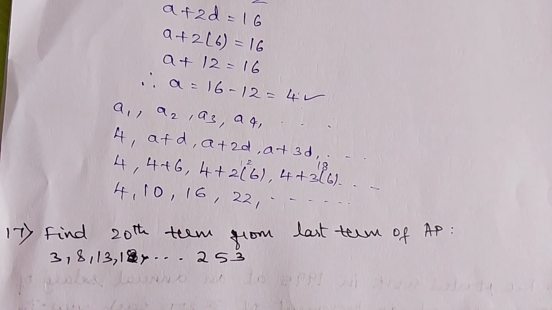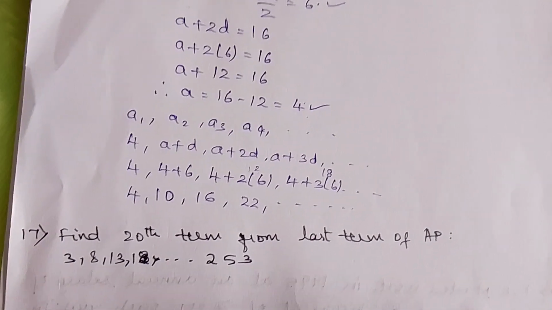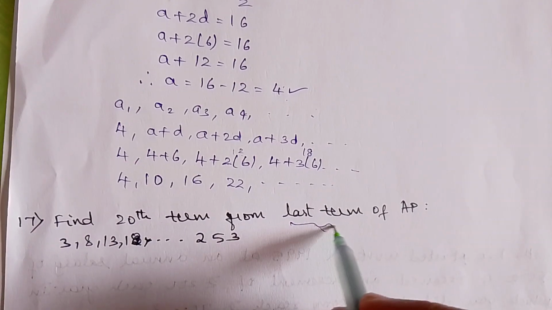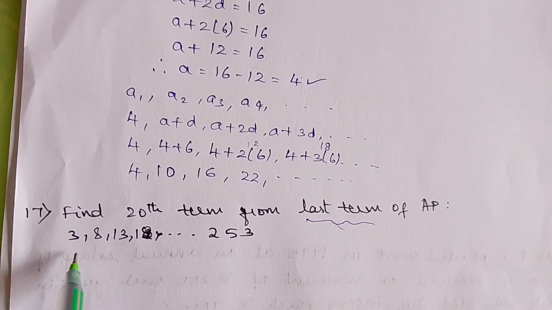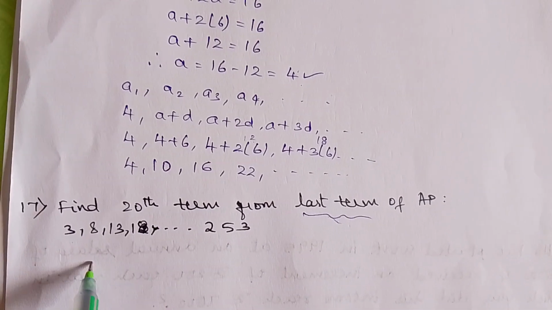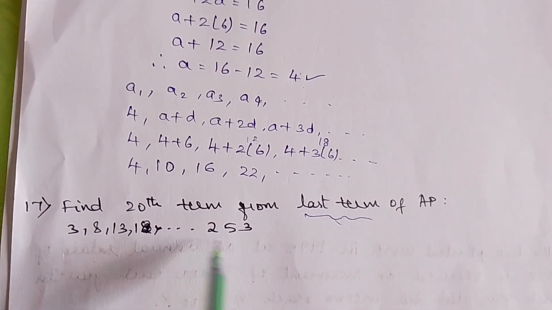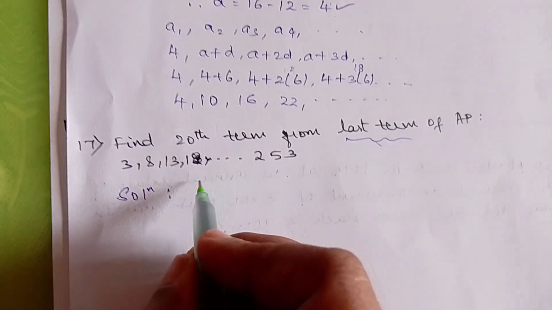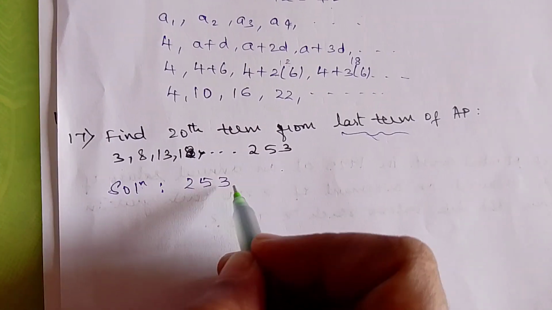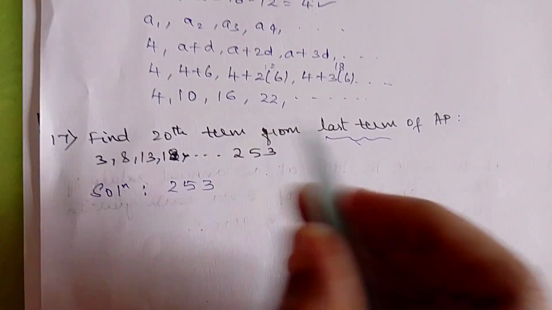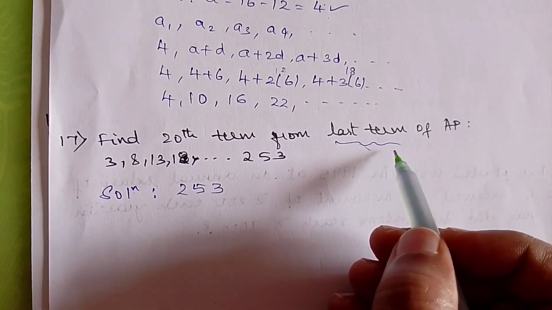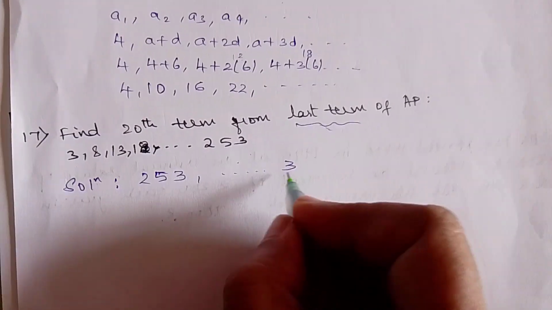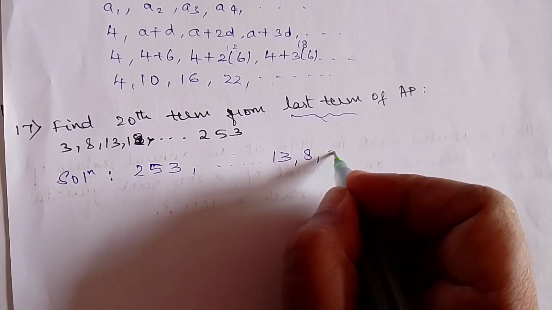Next problem says find the 20th term from the last term of an AP. This AP is given, but there is a twist here. They have asked to find from the last term. If it was direct, we would have done directly A is equal to 3, D is 3 minus 8. But they have asked us to find from the last term. So I am going to rearrange this question, taking 253 and making the last term the first term, because they have asked us to find from the last term. So 253, and here I have 13, 8, 3.